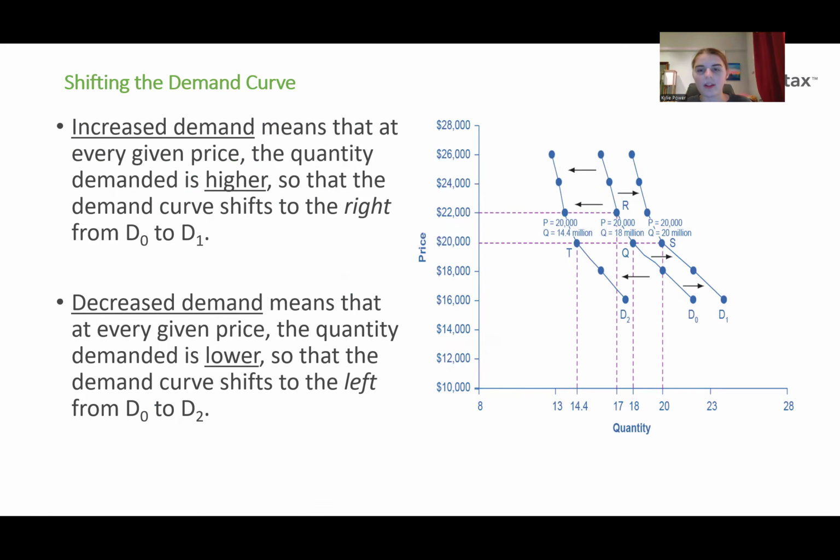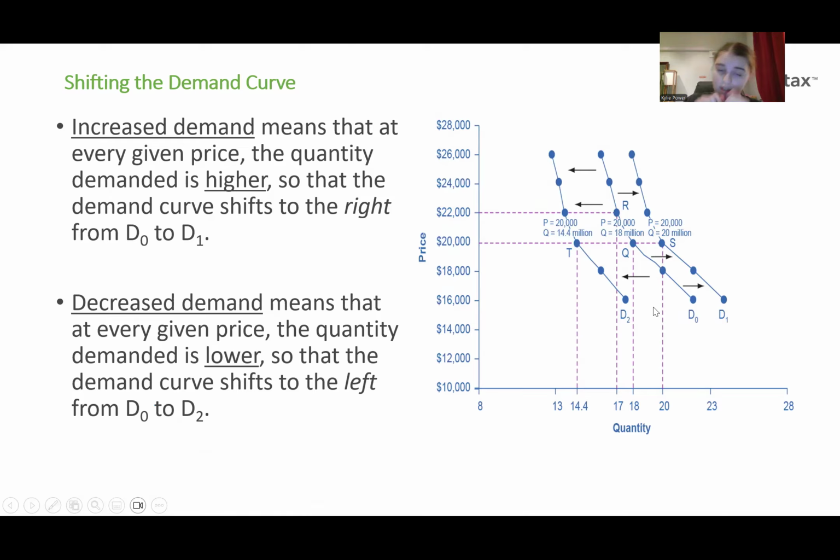If we want to shift the demand curve over time, we're just looking at the demand curve. An increase in demand means that at every given price, the quantity demanded is higher, so the demand curve shifts to the right. In this case, we see this one shift to the right from D0 to D1. That's that increase. You can see that at the same price, we have higher demand. There's higher quantity demanded. Same price, higher quantity demanded.